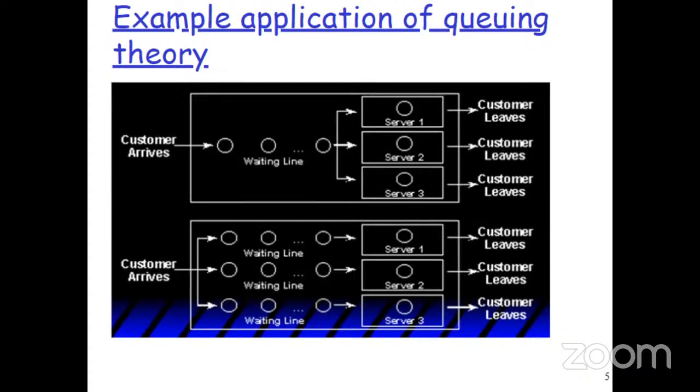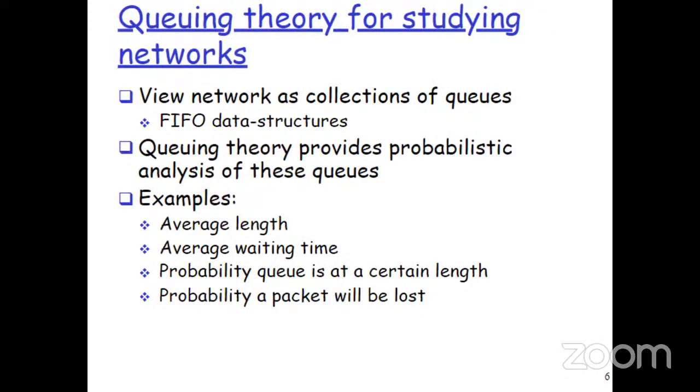So many people have given us so many methods. The chain theory for studying networks says we need to view the network as a collection of queues, FIFO data structures. Anybody knows about the FIFO? First in, first out. Very good. This will apply mostly in manufacturing companies where there will be godowns and warehouses from where they need to supply the raw material to the production factories. So in production companies, they need to supply from warehouses to the factory.